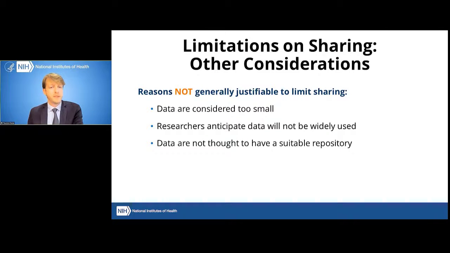Thanks. Can you give us some examples of reasons that would not be considered justifiable reasons to limit sharing? We've provided a few examples of factors that NIH would generally not find acceptable for limiting sharing, and these include arguments that data are too small, that researchers anticipate data will not be widely used, or if data are not thought to have a suitable repository.